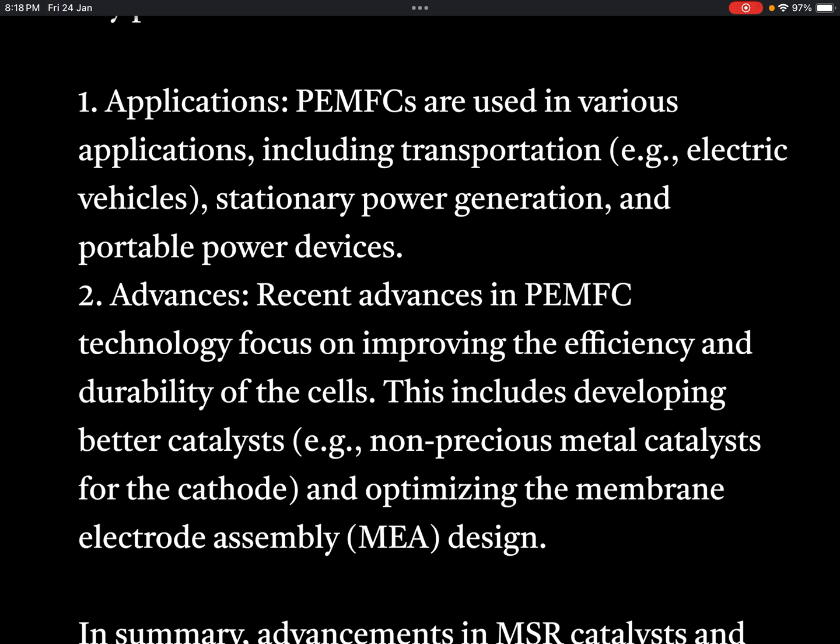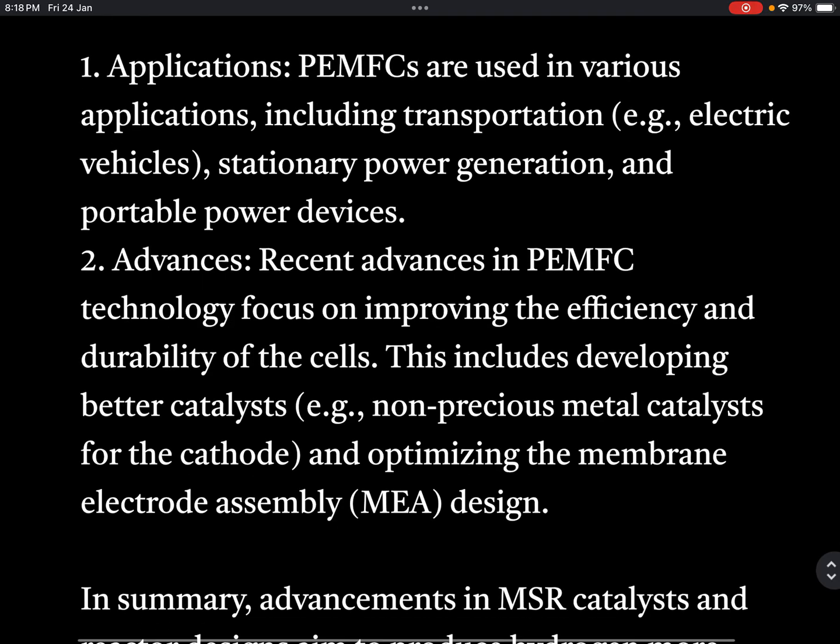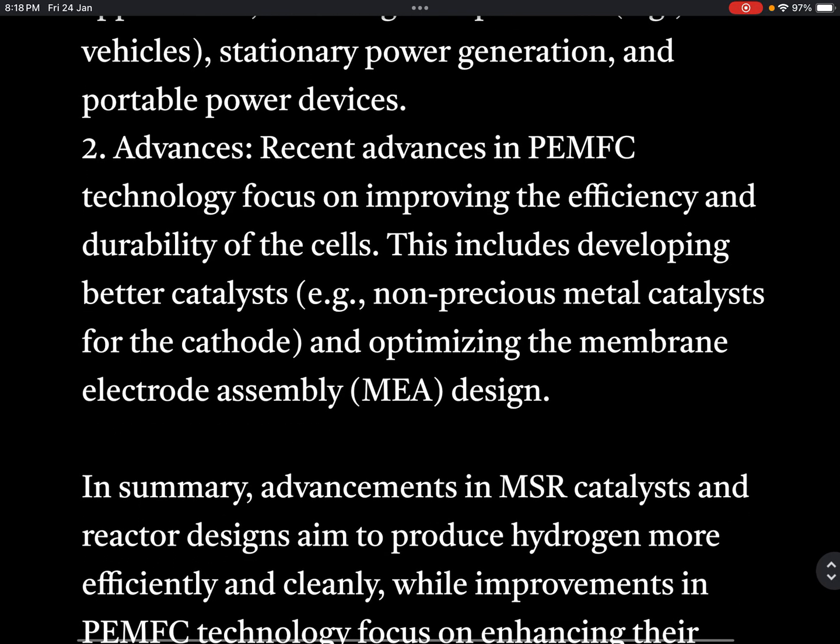Some key points where PEMFCs are applied. PEMFCs are used in various applications including transportation, that is electric vehicles, that means hydrogen-fueled buses, stationary power generation and portable power devices. Recent advances in PEMFC technology focus on improving the efficiency and durability of the cells. This includes developing better catalysts and optimizing the membrane electrode assembly.